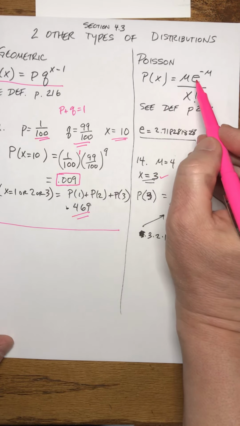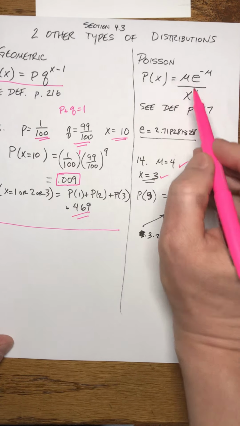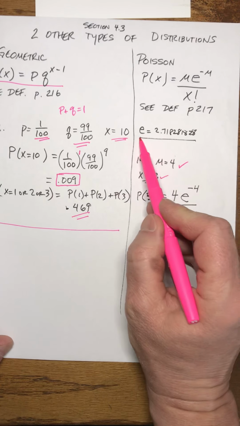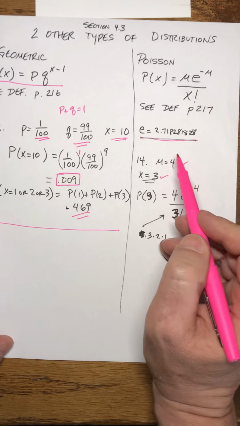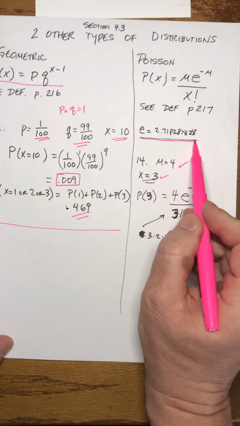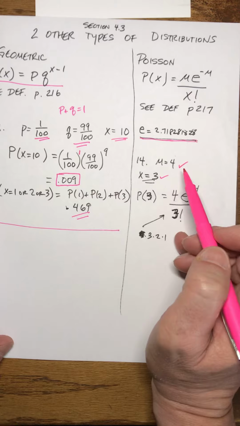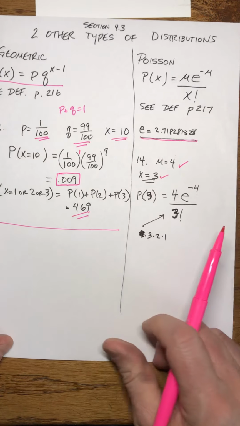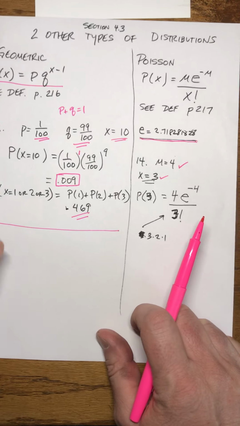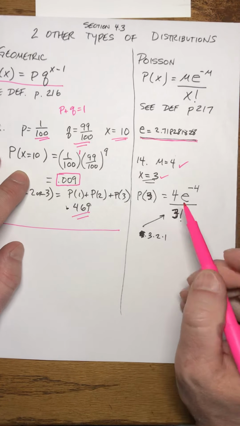This formula uses the number E. The number E, which is this number, 2.718281828. This number is like pi. It's what we call a transcendental number. If we were in school, I'd give you a whole spiel on where that number came from. But let's just use it for now.